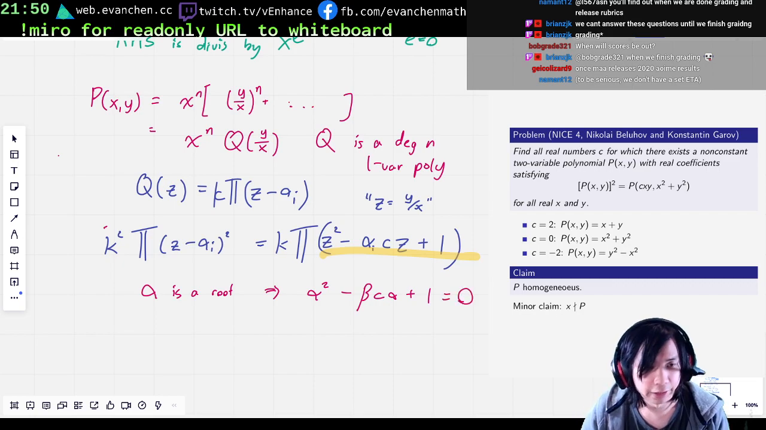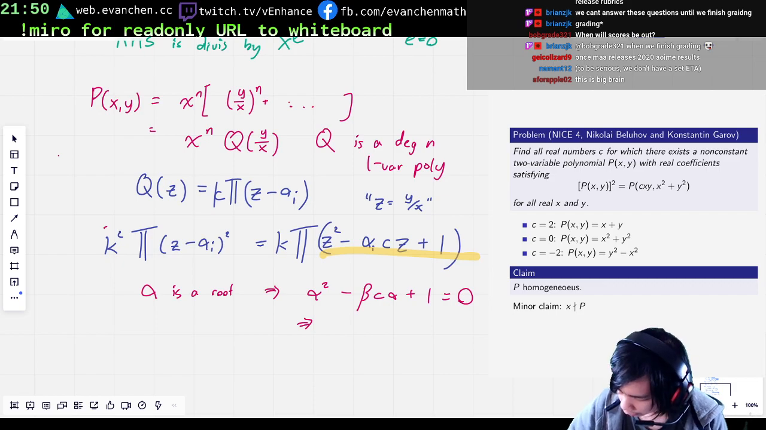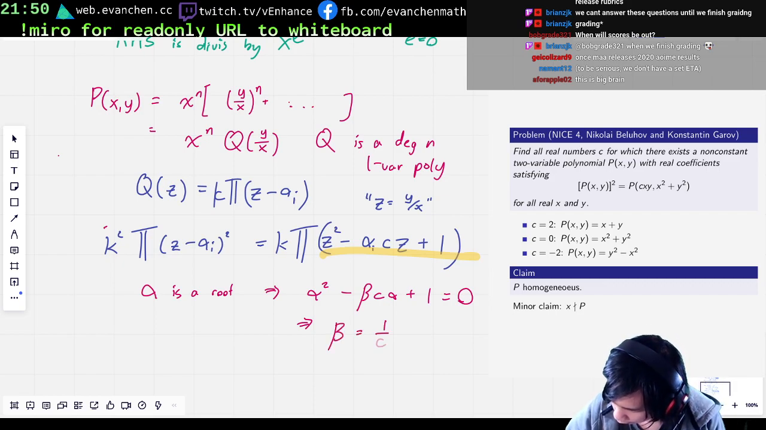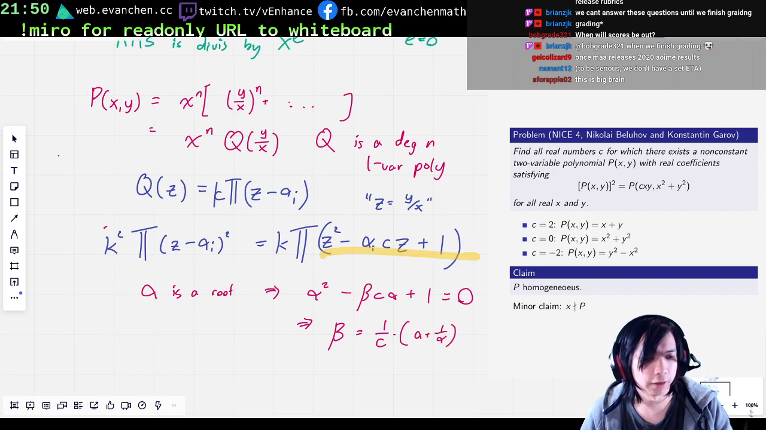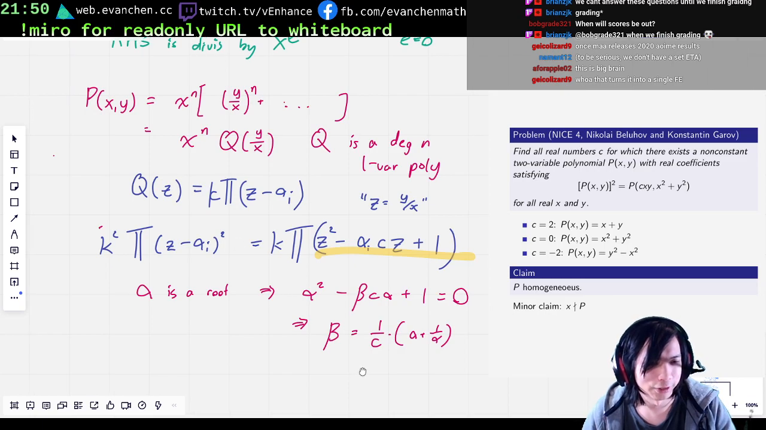Equals 0 for some beta, which is also a root. And what that means is, well, I can write explicitly what beta is, right? So beta is equal to alpha, 1 over c times alpha plus 1 over alpha. So TLDR is that if alpha is a root, then 1 over c times alpha plus 1 over alpha is a root as well. So that's pretty good.